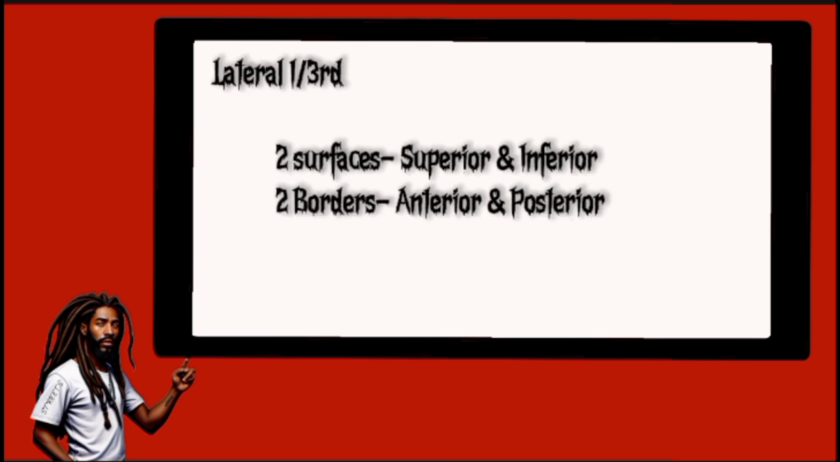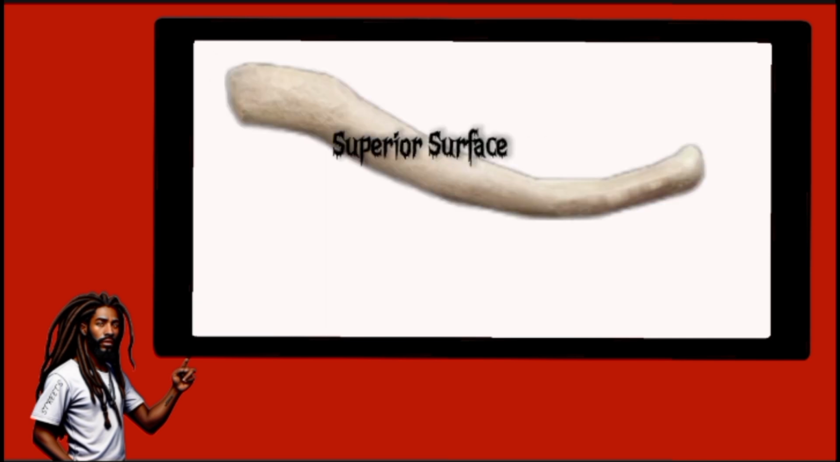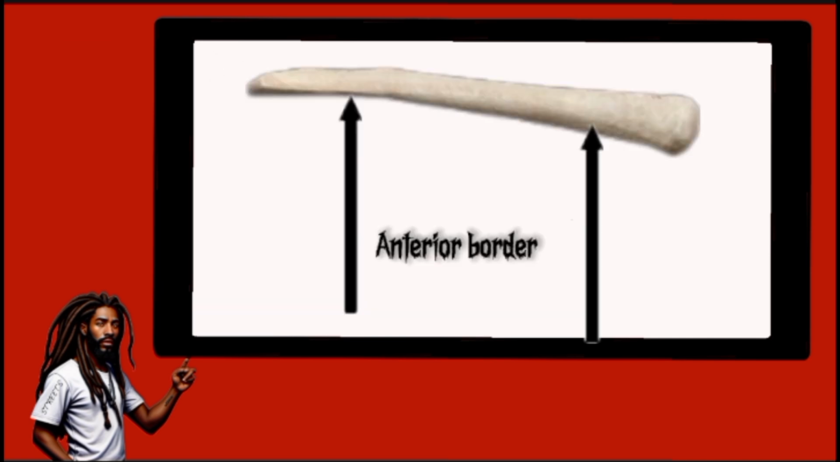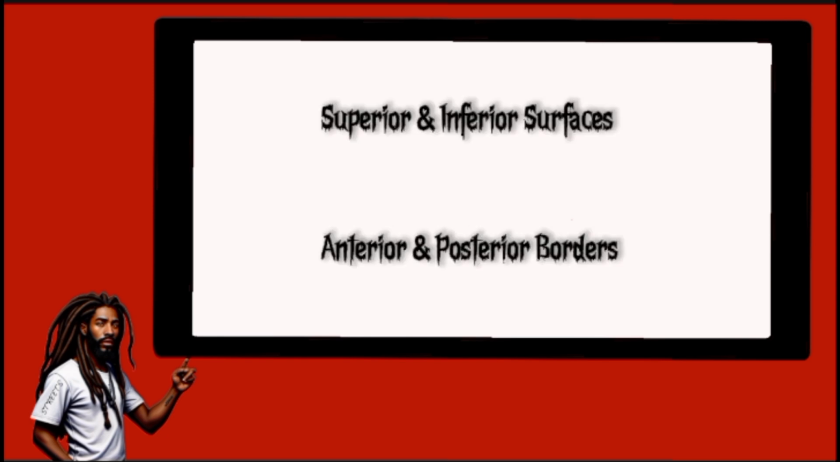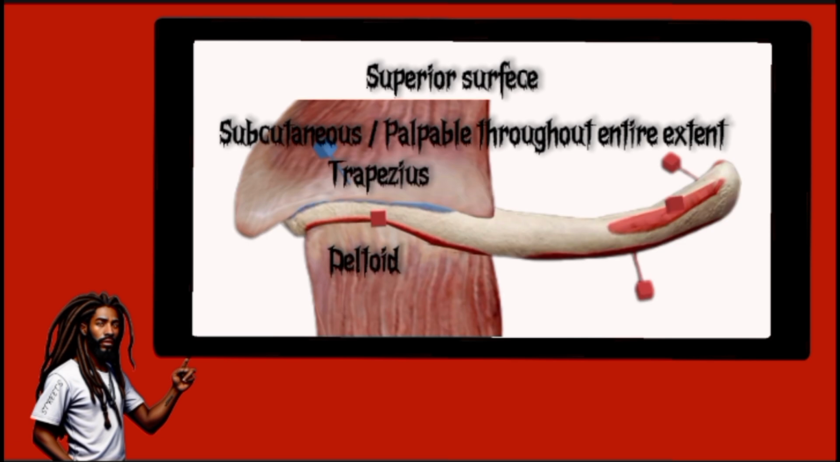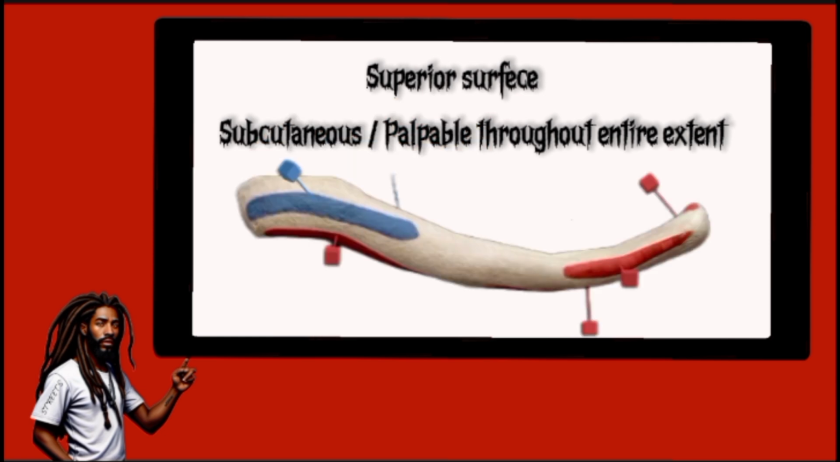Now for the shaft, we have the lateral one-third and the medial two-third. Let's start with the lateral one-third. The lateral one-third has two surfaces and two borders. Surfaces are the flat parts, and the borders are the sharp edges. We have the superior and inferior surfaces, and we also have the anterior and the posterior borders. The superior surface is completely subcutaneous except for the part where deltoid and trapezius insert on the clavicle. So apart from these regions, it is completely subcutaneous. That is, it is directly under the skin.